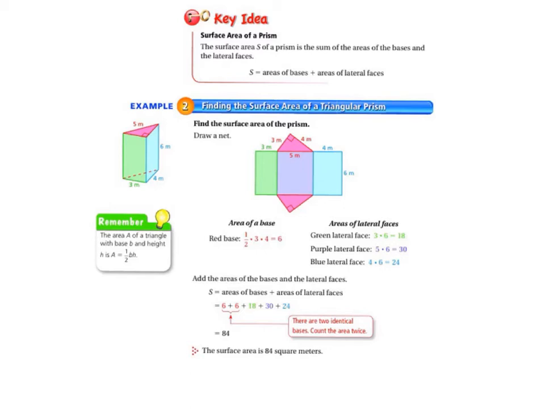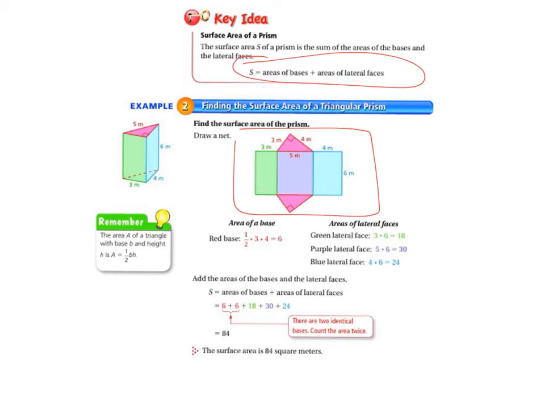Moving on to page 259, another reminder at the top of the page, the key idea, the surface area of a prism is the sum of the area of the bases and the lateral faces. So if you have not written this formula in your notes, go ahead and do that now. And let's look at example 2, finding the surface area of a triangular prism. So this is like the one you did in class yesterday. And the first direction is to draw a net. And so that's drawn for you here.